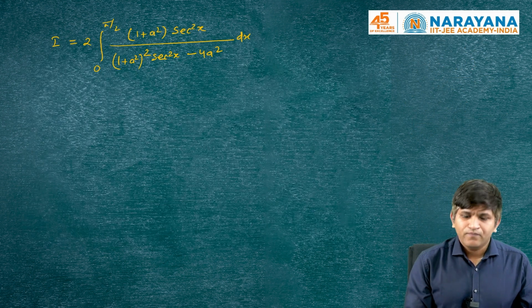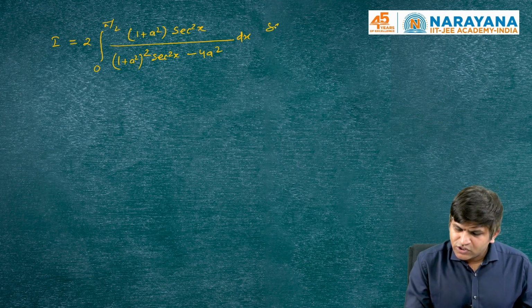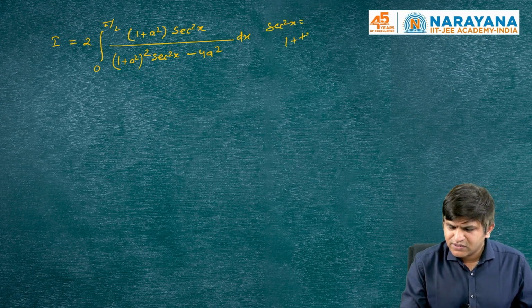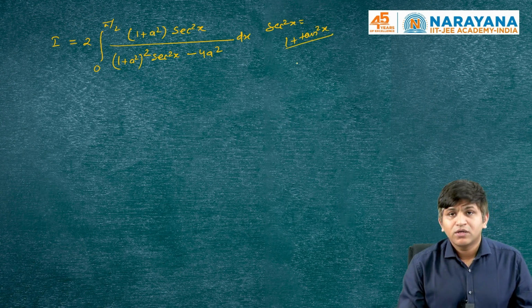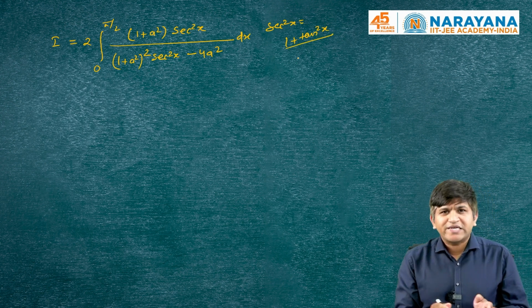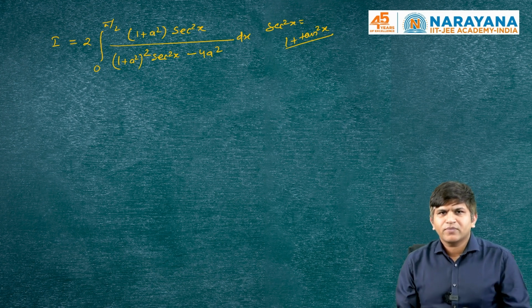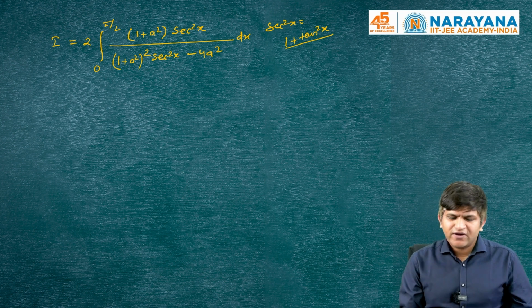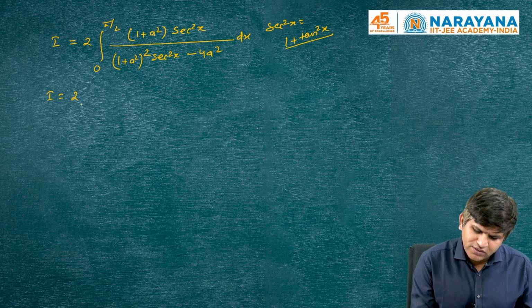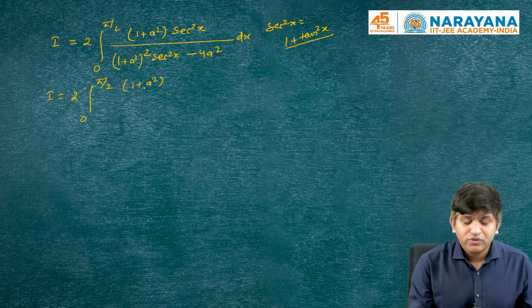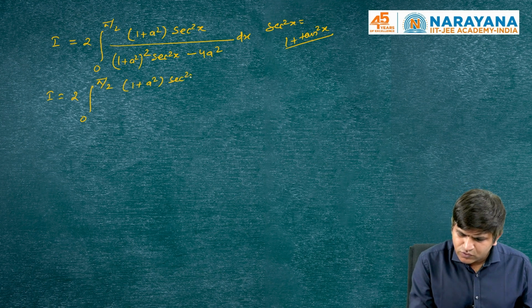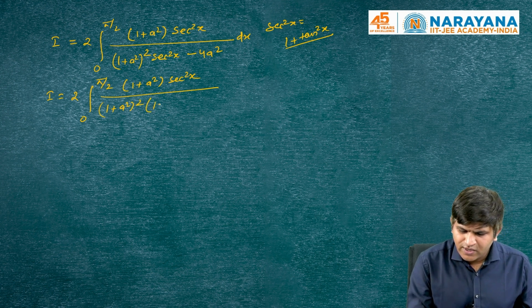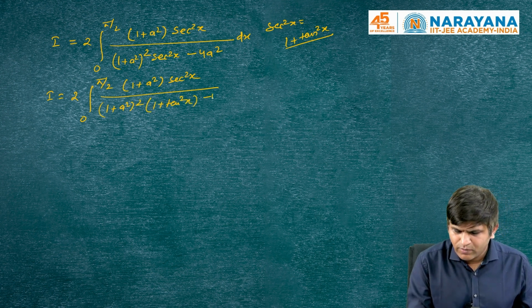Now we can write this sec square x as 1 plus tan square x. Why we are doing this? If we do this, we will be getting a tan square x term in the denominator. Then we can substitute tan x as t. That will help us to solve this problem by using substitution. So it is a bit lengthy but not tough. So this is 1 plus a square sec square x. This 1 plus a square whole square, we can write it as 1 plus tan square x minus 4a square.